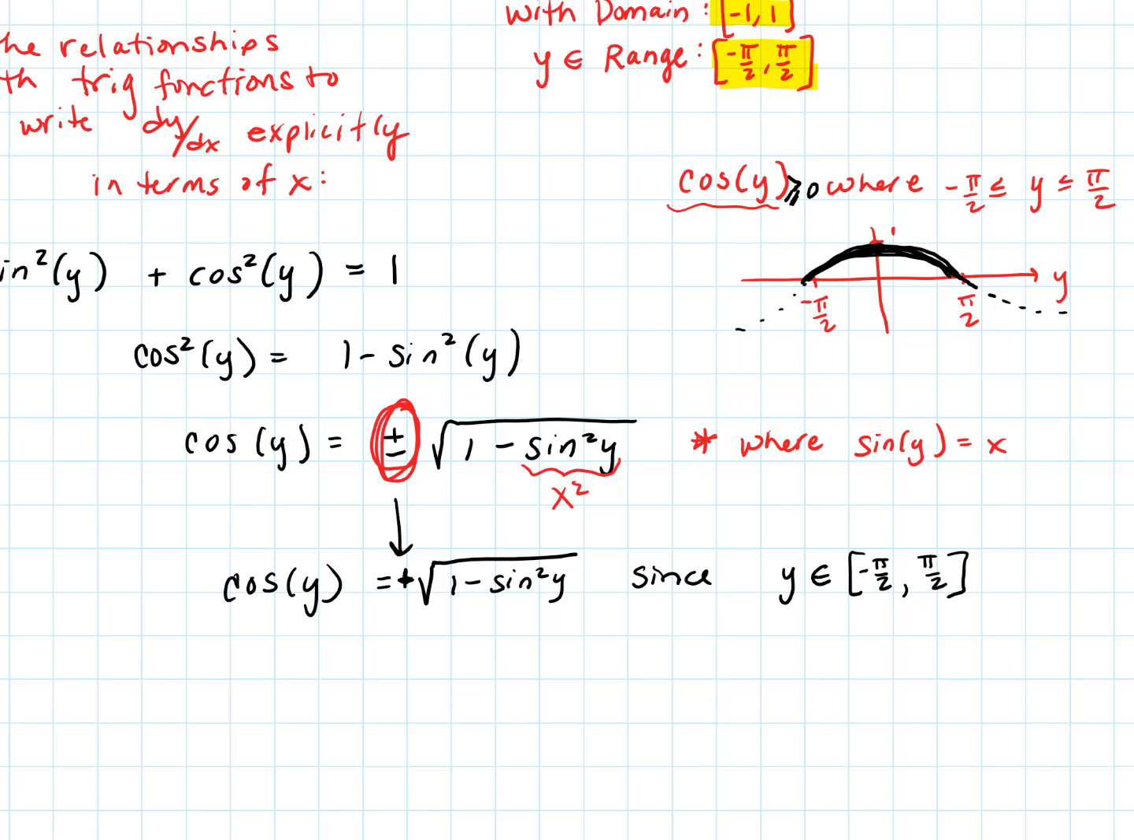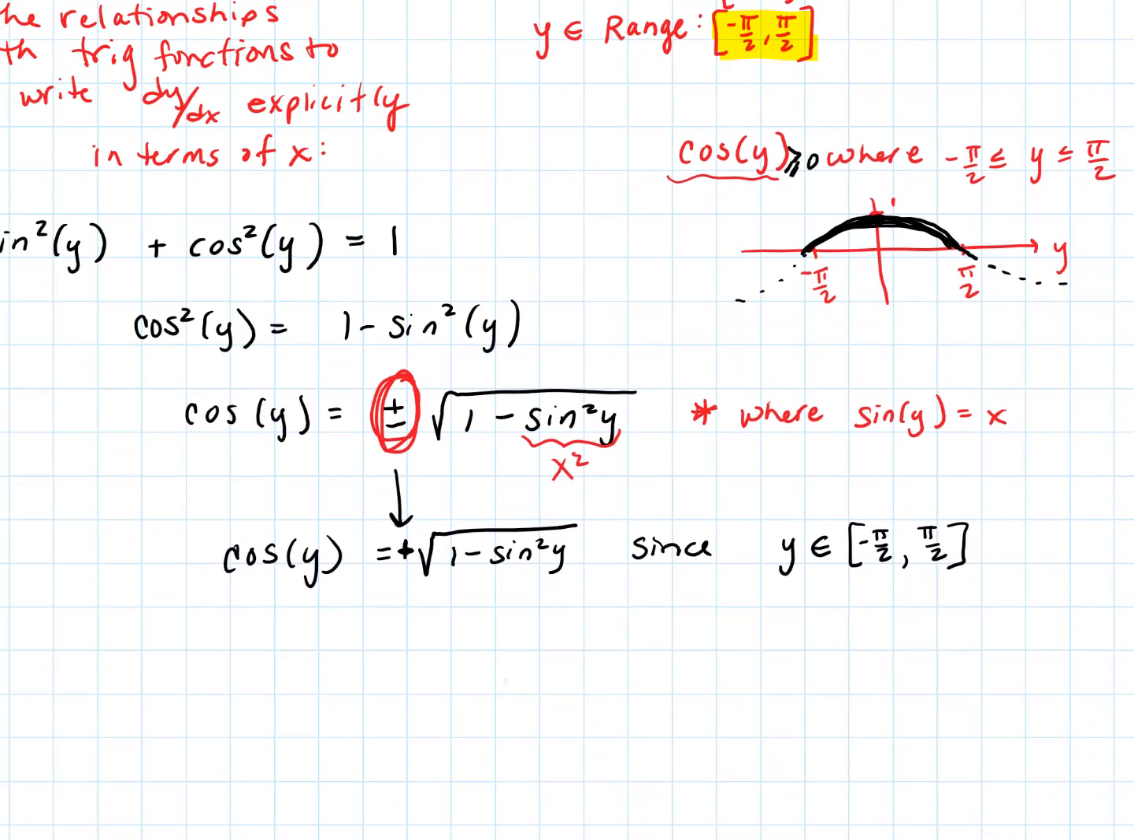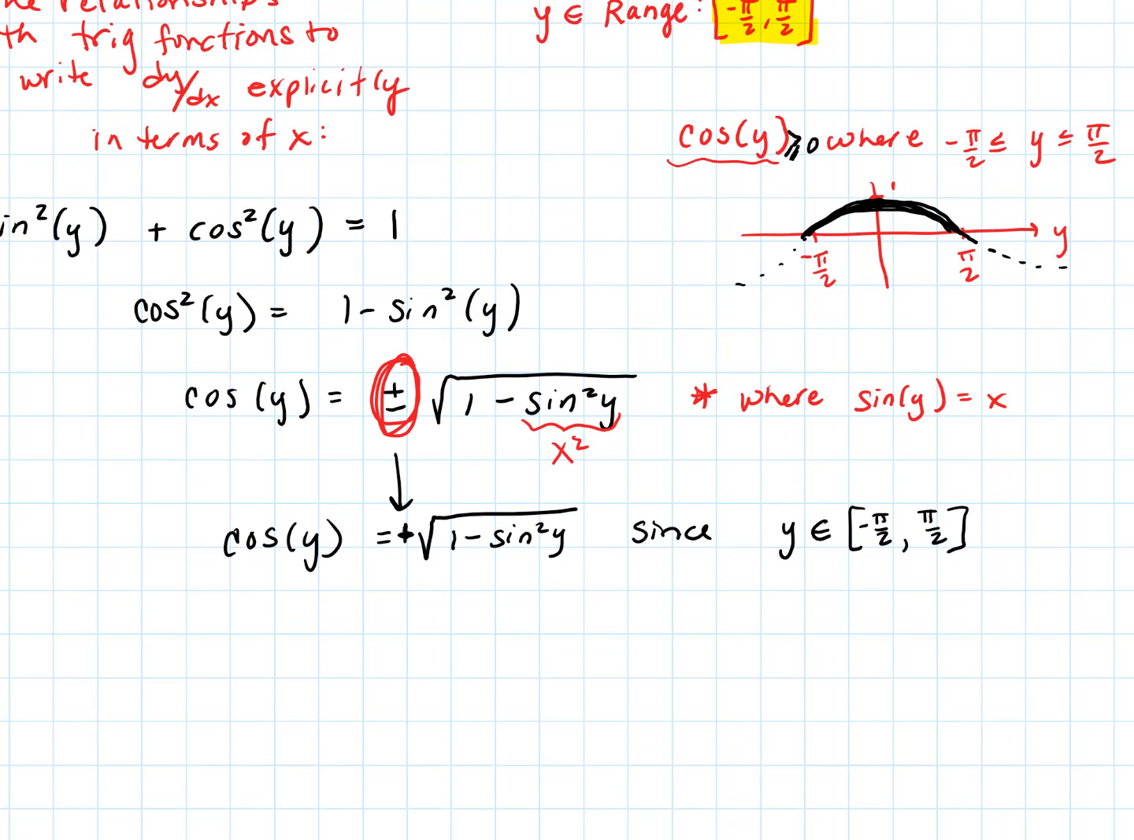But we have to talk about that because when you take a square root, you end up with both a positive and a negative root. And so you can't just gloss over that. You have to talk about that. You have to justify why that would be positive. And it will be positive here. So the cosine is going to be equal to a positive square root of 1 minus sine squared. We already talked about how the sine of y is equal to x. I didn't do that.